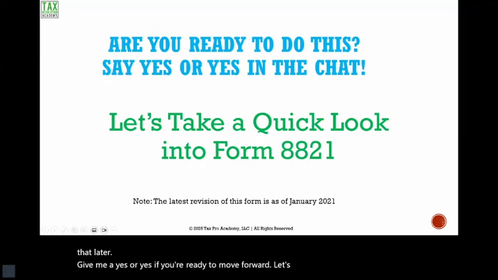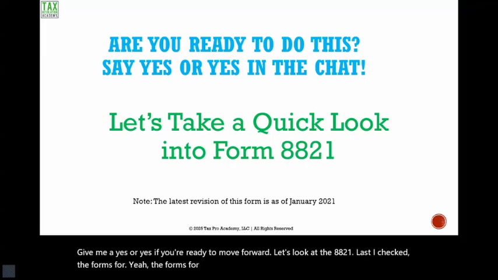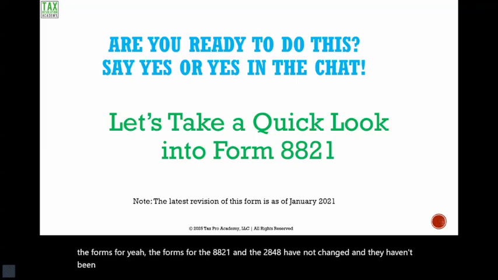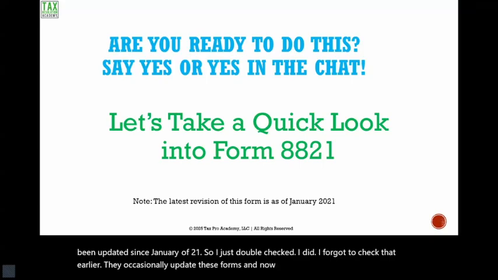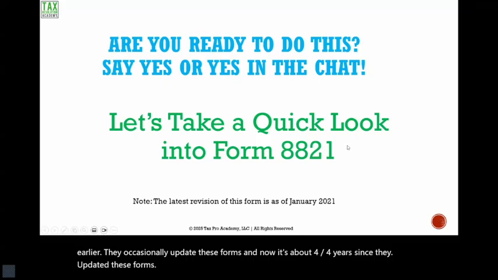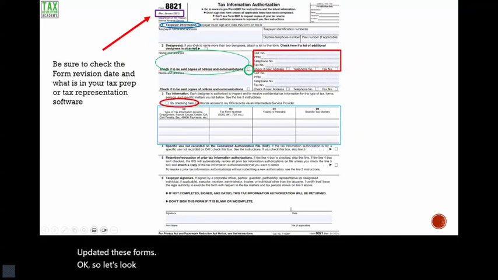Let's look at the 8821. Last I checked, the forms for the 8821 and the 2848 have not changed, and they haven't been updated since January of 21. I just double checked; I forgot to check that earlier. They occasionally update these forms, and now it's been over 4 years since they last updated them. Okay, so let's look at the form 8821. Again, make sure that you're using the current revision date.